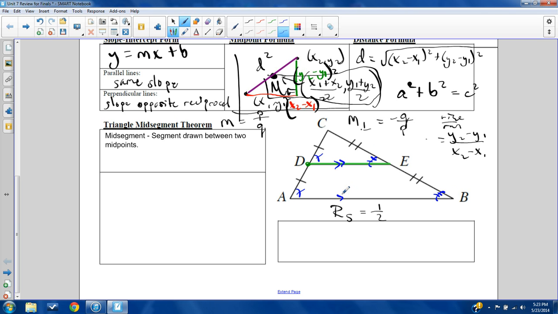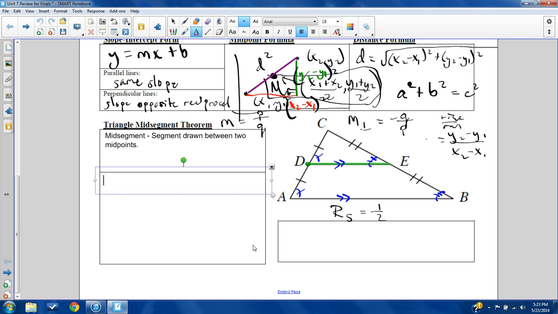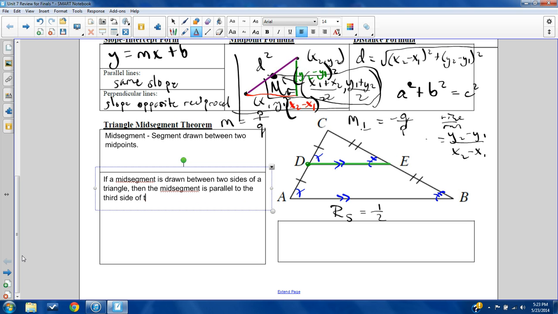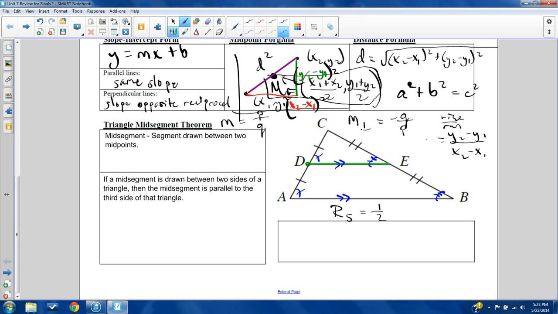So one of the points of the midsegment theorem will be, which I'm going to start writing, and the other one probably would have been easier to write because I was on a roll with it. But if a midsegment is drawn between two sides of a triangle, because we are talking about the triangle midsegment theorem, then the midsegment is parallel to the third side of that triangle. Now, I'm not done. I'm going to say one more thing with that. But that's a good start. I'm actually going to put a comma there.